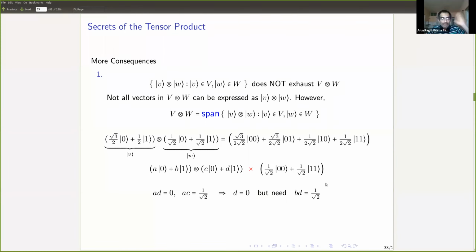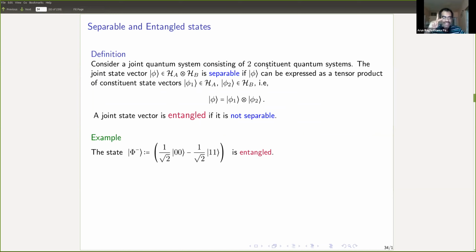And this has a very important definition in quantum, which I'm going to come to now. Consider a joint quantum system consisting of two constituent quantum systems. The joint state vector phi lives inside H_A tensor H_B. We say it is separable if I can write it as ket phi1 tensor ket phi2. If it is not separable, we say it is entangled. And it turns out this vector which I showed you is entangled, and this is very important.